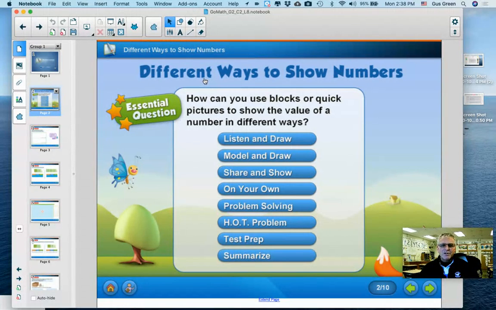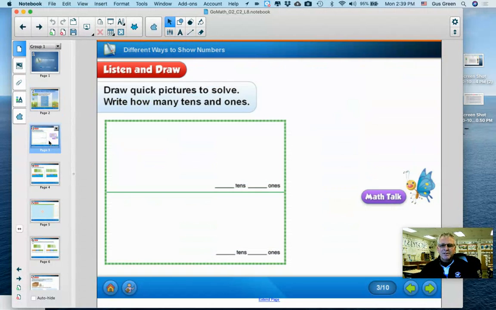The focus question or the essential question today is how can you use blocks or quick pictures to show the value of a number in different ways? So we've done a lot of making numbers in different ways. Today we're going to focus on one number and we're going to use our base 10 blocks to show that number in two different ways. So let's start off with the number 34.